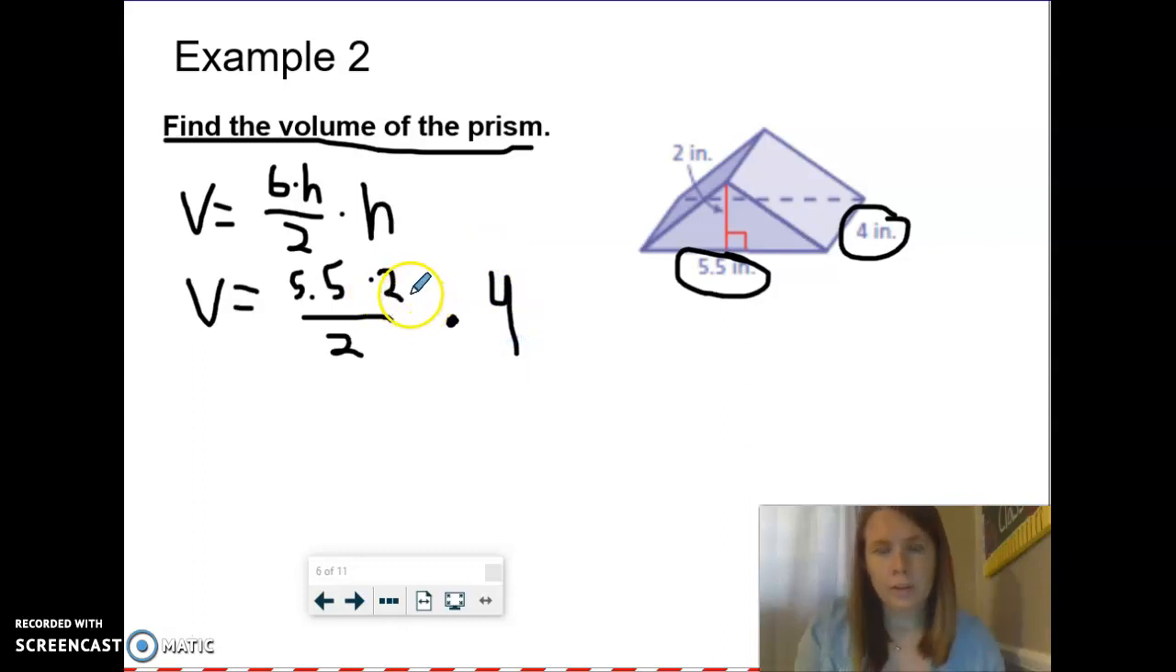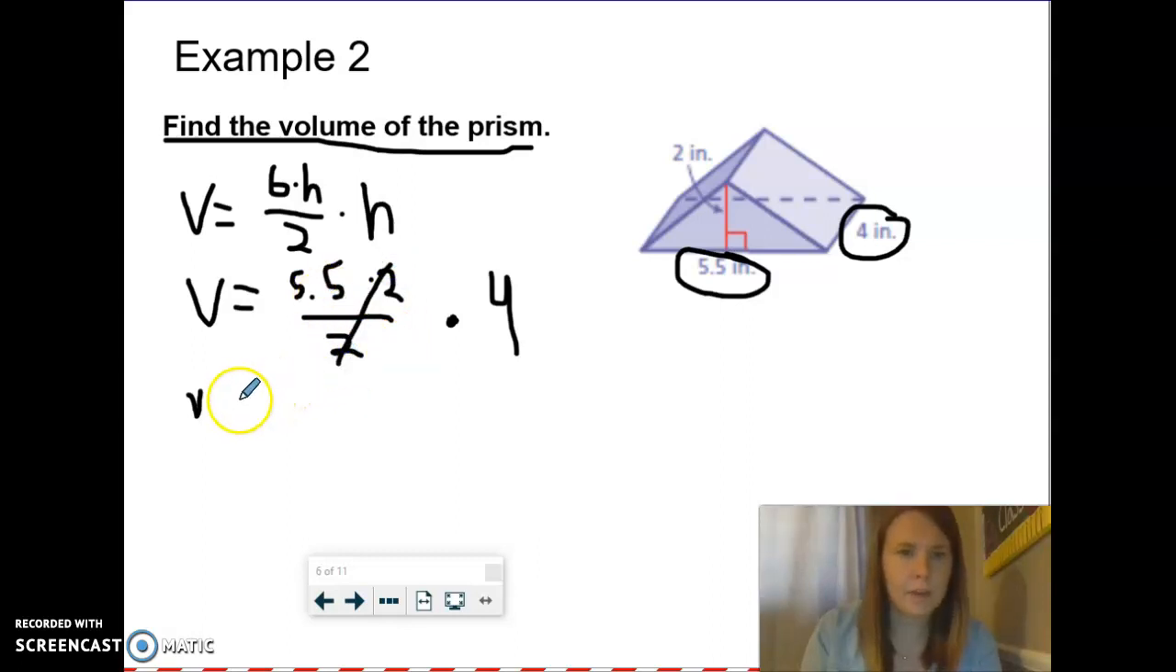What I want to do from here is figure out this part first. Don't even worry about this multiplication of 4. I'm going to figure out what 5.5 times 2 divided by 2 is. One easy way to do this is 2 divided by 2 is just 1, so the 2's cancel each other out and I'm just left with the 5.5. If you're not positive on that, just multiply it out. 5.5 times 2 gives me 11. 11 divided by 2, yeah, it does give me 5.5.